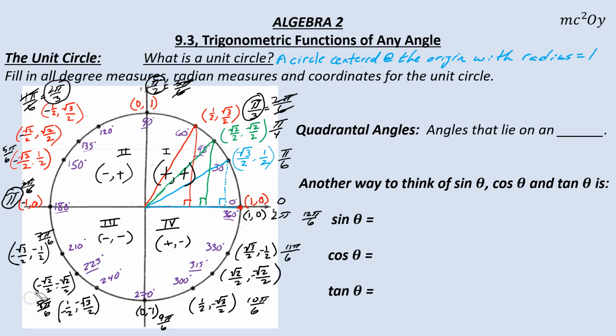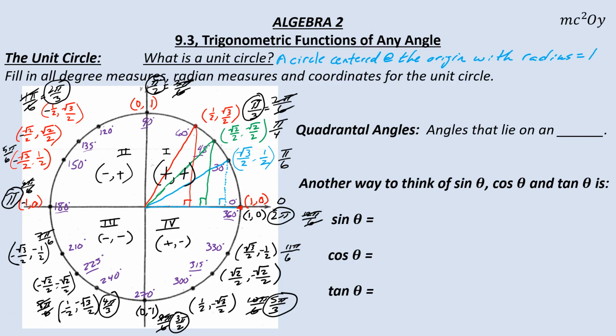And we don't want to confuse there, so let's write it down here. 4 pi over 3. Okay. 9 pi over 6 reduces to 3 pi over 2. 10 pi over 6 becomes 5 pi over 3. And then 11 pi over 6, and 12 pi over 6 reduces to 2 pi.